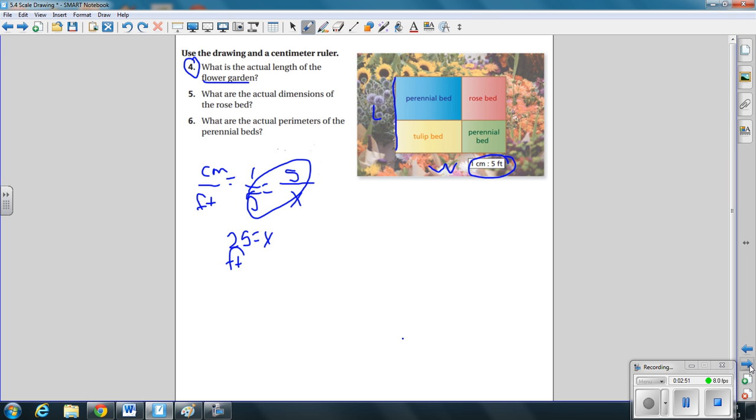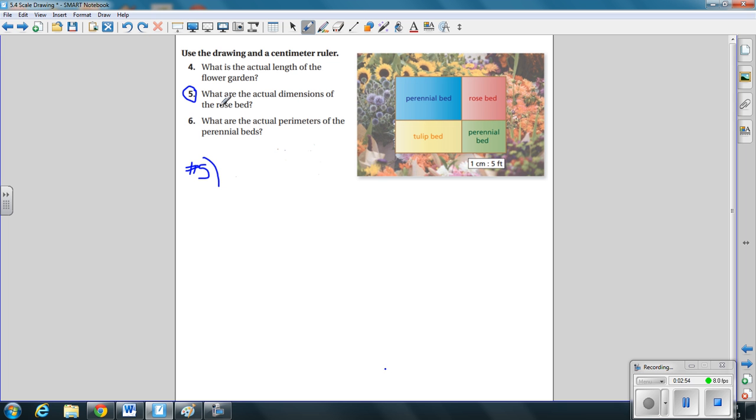All right, we have 2 more examples just like this. Number 5, what's the actual dimensions of the rose bed? So now we're going to take a look at this piece here. Remember, we have our scale right here. For every 1 centimeter, it represents 5 real feet. So if you take your ruler, again, this is in your textbook, if we measure the length and width, they're both actually 2 centimeters. So I only did the problem once because length and width are both the same.